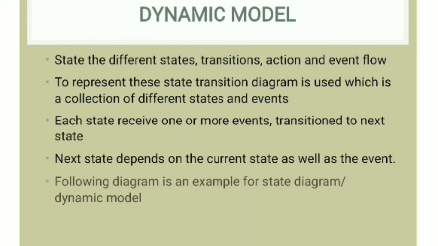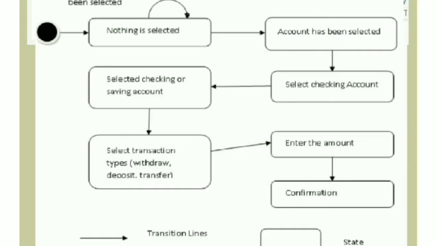So the dynamic model is represented by using a state diagram. So this is an example of a dynamic model. Here the state diagram is shown. These round corner rectangles are the states, whereas the arrows represent the events. The transition lines shown are the events. So when a certain event occurs, only then is the transition from one state to another possible.